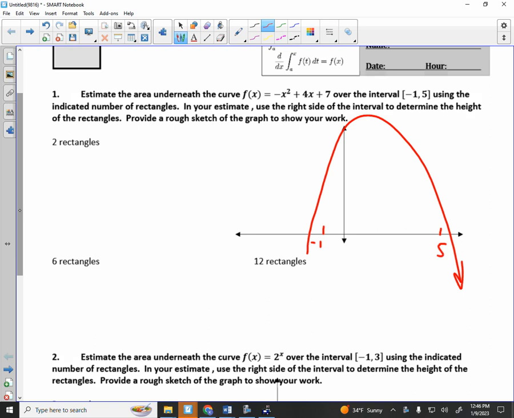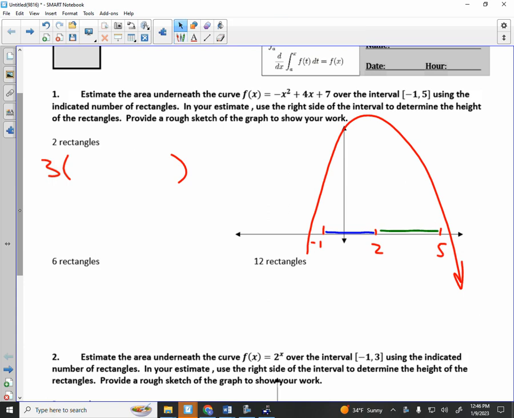Interval from -1 to 5, 2 rectangles. Tell me, what should I do? Okay, so Ella first says that she knows that the width of each rectangle is 3. So therefore, I'm going to have 3 times, and then I need to add up the heights. Agreed? So you don't have to draw this, but it might help you, especially for the bottom here. If the width is 3, what other number should I put in place here? 2. That way you can see that the width of this blue interval is 3, and that the width of the green interval is also 3.